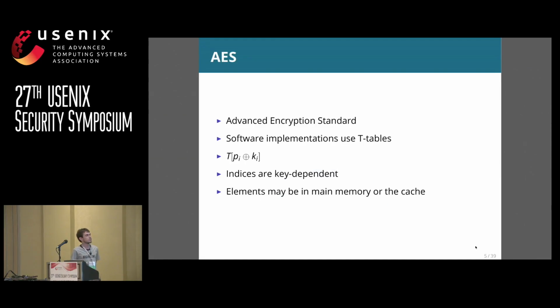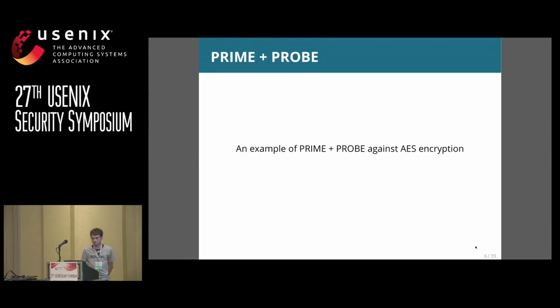So to give an example, we will be talking a bit about AES today. AES is the Advanced Encryption Standard, and software implementations used to use T-tables for this, which are basically lookup tables that use the plain text combined with the key for the encryption. And the problem with this is that the indices of these tables are key dependent. So these elements in the table may be either in the main memory or the cache, which is problematic because if we can figure out where in the cache this entry is, we'll be able to infer data of the key.